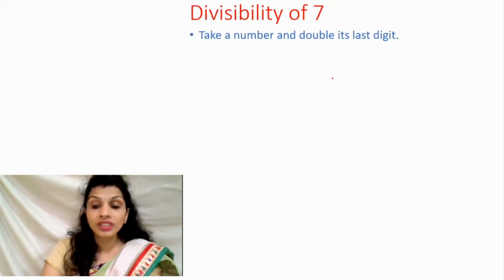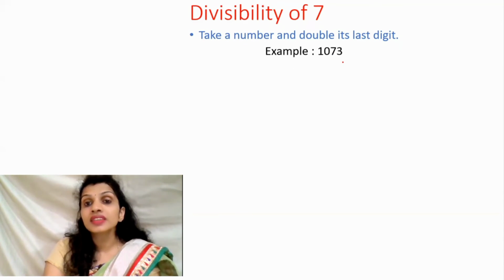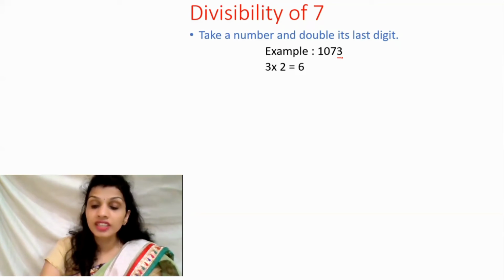So first we are going to take one example. Let us take the number 1073. Here the last digit is 3. So what are we going to do? We are going to multiply this number by 2. So what are we going to get? 3 twos are 6. This is the first step.